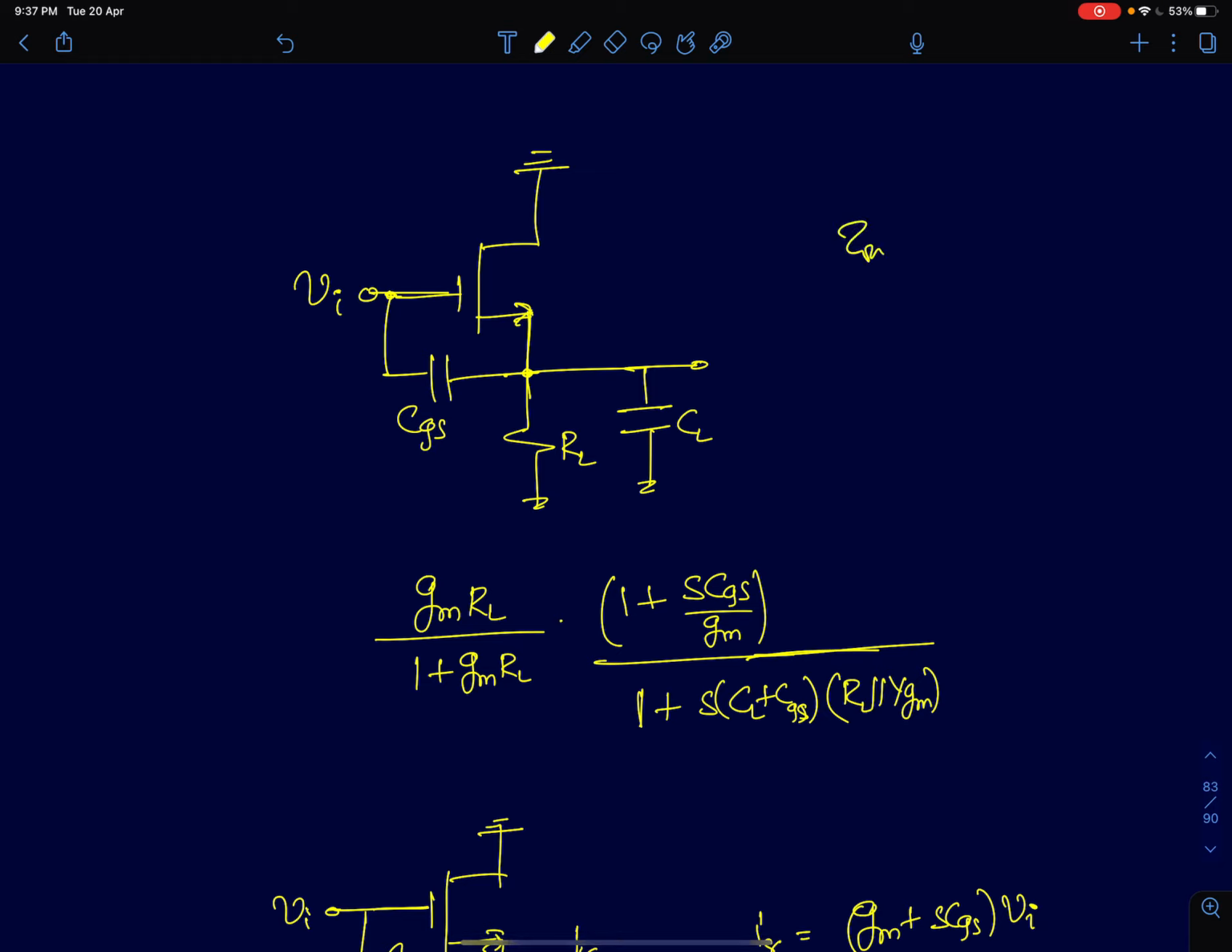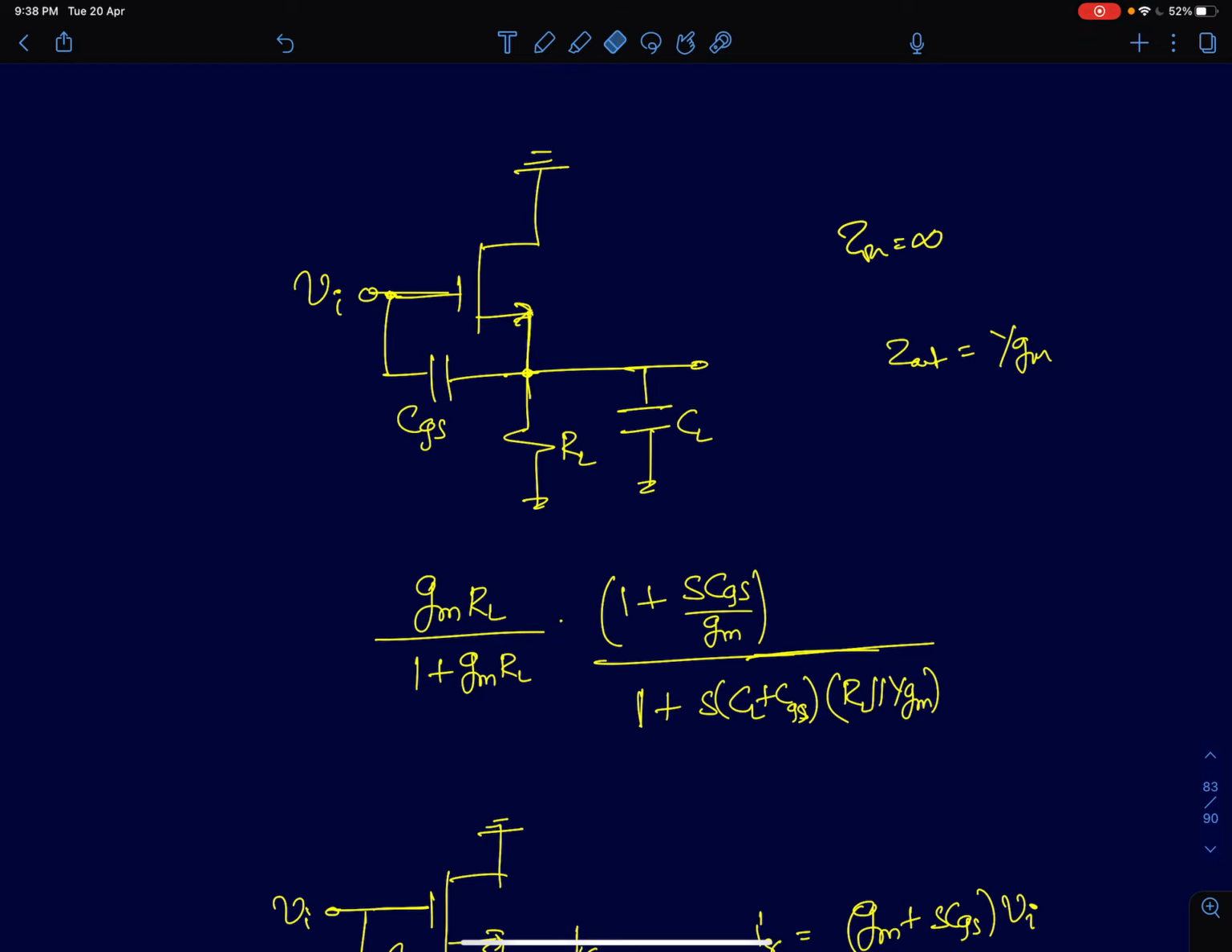Its input impedance is very high, it should be infinity. Output impedance should be very low, which typically is in the order of 1 by gm for a MOS amplifier, and for a BJT also it's close to 1 by gm. So low output impedance, high input impedance, an ideal candidate for voltage amplification. Of course, the voltage gain is very close to 1, but still it's often used as a voltage buffer, but not as an amplifier.